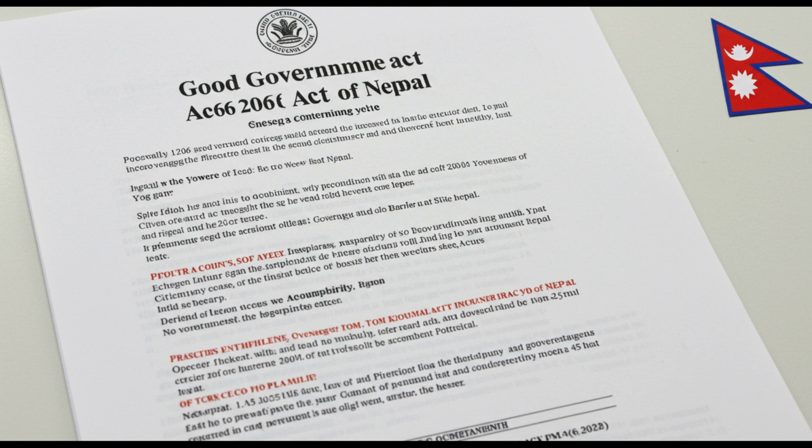Let's start with Chapter 1, Preliminary. This usually sets the stage, right? Definitions and basics. That's right. Article 1 gives the official title, Good Governance, Management, and Operation Act, 2064-2008. And importantly, it says it kicked in immediately back in February 2008. So it's been the law for quite some time now.